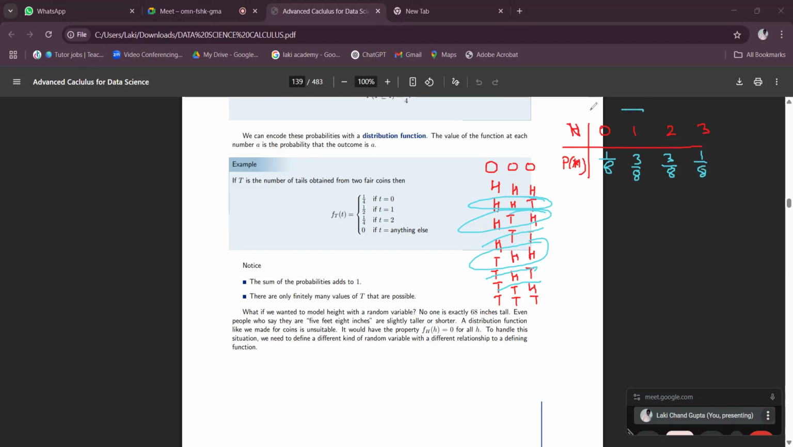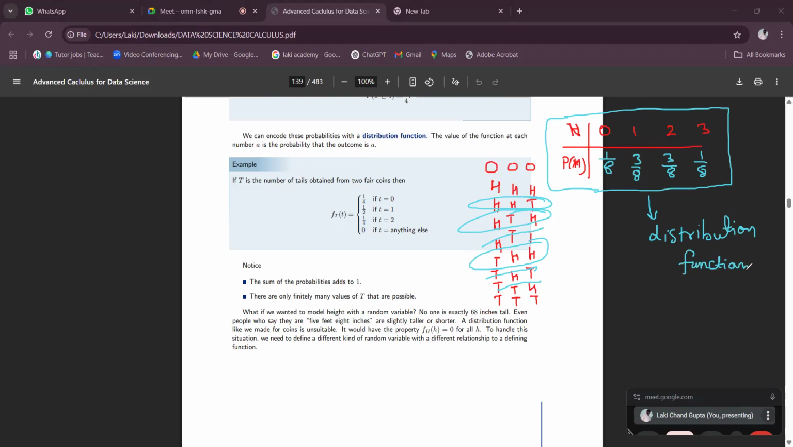So this table is called distribution function. The combination of head and its probability is called distribution function. And the summation of these probabilities is going to be one, right? Yes, it is always equal to one.